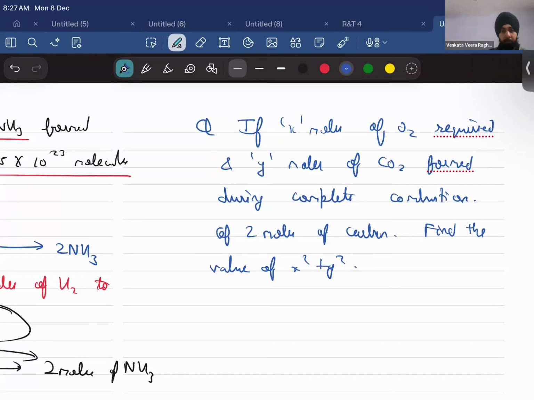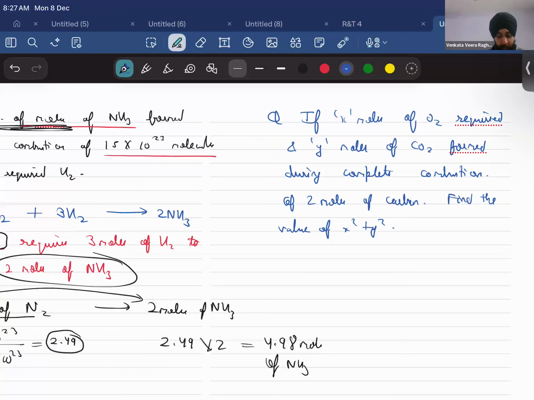This is what you have to do. If x moles of O2 are required and y moles of CO2 formed during complete combustion of 2 moles of carbon, then what is the value of x square plus y square? You have to follow the same rule. Write a chemical equation, balance it out, read it, and solve it.